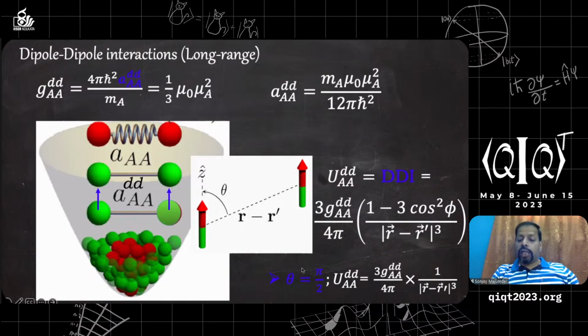This is the example of theta equal to pi by 2, where you will get a simple form of the dipole-dipole interaction. Similarly, if theta equals pi by 2, this cos square term will be 0. And when cos phi equals 0, this will be maximum, so it will be negative. So you can see that variations of the dipole-dipole interaction can be achieved by changing the direction of the magnetic field.